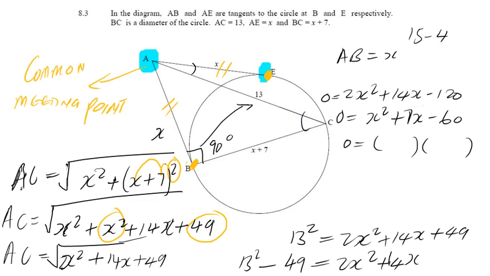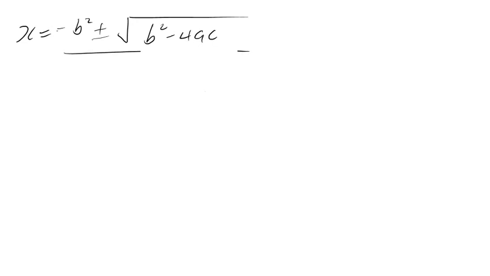Normally I prefer using a quadratic equation in this case, to find the factors. Let me use a quadratic equation. If we use it, we're going to get x is equal to minus b plus or minus the square root of b squared minus 4ac, over 2a.